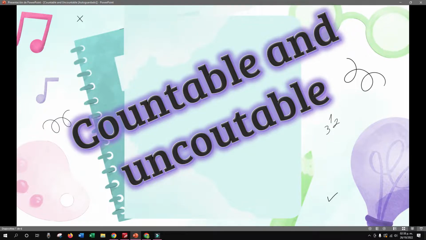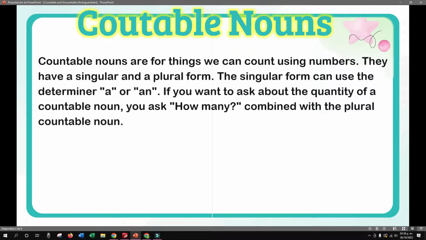Countable and uncountable nouns. So it says countable nouns. Countable nouns are for things we can count using numbers. They have a singular and a plural form. The singular form can use the determiner a or an. If you want to ask about the quantity of a countable noun, you ask how many combined with the plural countable noun. Los nombres contables son todas aquellas cosas que se pueden contar utilizando los números, ¿verdad? Pueden ser plurales o también singulares, ¿verdad? La forma singular puede usar los artículos que ya habíamos estudiado anteriormente, puede ser a o an, dependiendo de cómo comienza esa palabra, si es consonante o si es vocal. Depends of the sound, right?